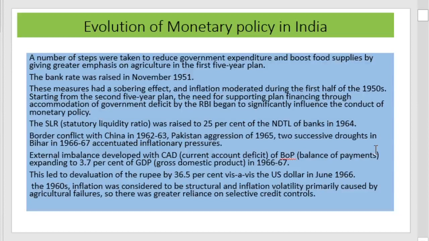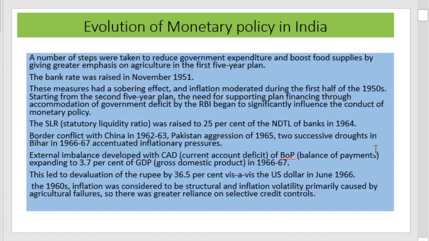The external imbalance developed with a capital account deficit in the balance of payments, expanding to 3.7% of GDP in 1966-67. This led to the devaluation of the rupee by 36.5% against the US dollar in June 1966. In the 1960s, the inflation was considered to be structural and inflation volatility primarily caused by agricultural failures, so there was a great reliance on selective credit control during this period.